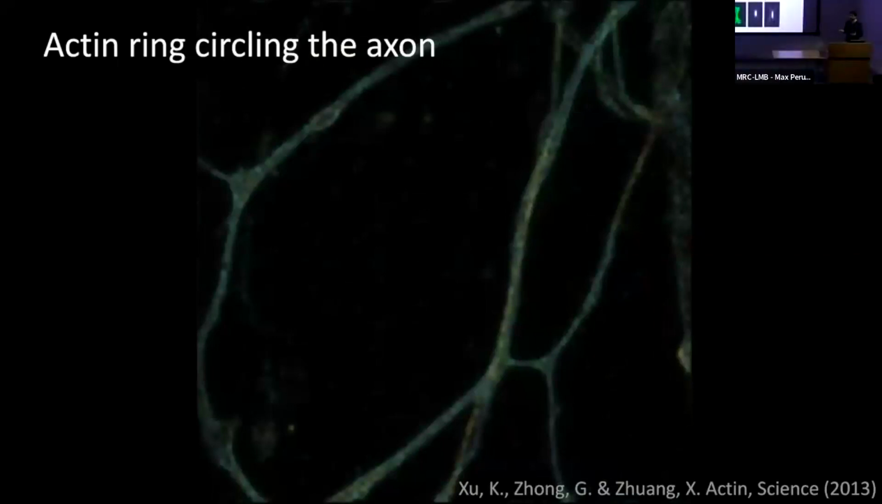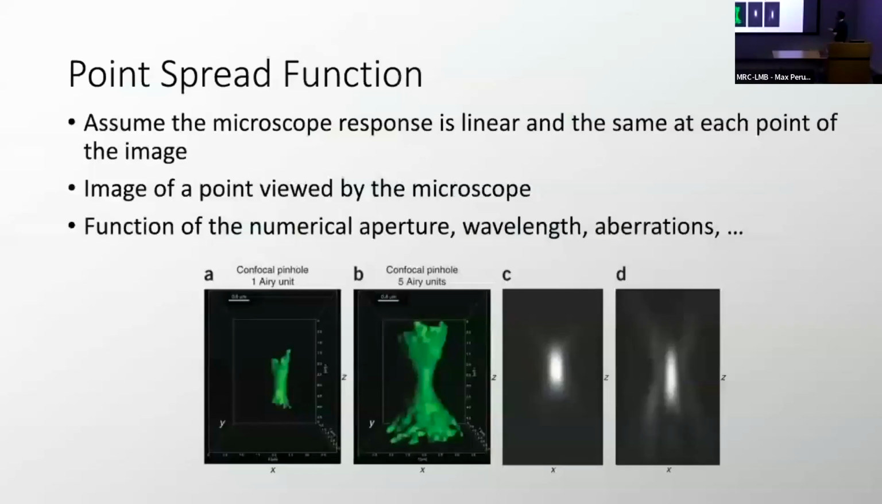We can characterize in 3D the whole information of our optical system using a point spread function. When we do this, we assume that the response of the microscope is linear, so it doesn't change whether we take one fluorophore or two. The image will be the sum of the images of the two fluorophores. This is what linear means. And it's the same at each point of the image, which is an assumption in general, so that on a little area there is no change of the response of the microscope, which is not true, especially now that microscopes have more and more field of view.